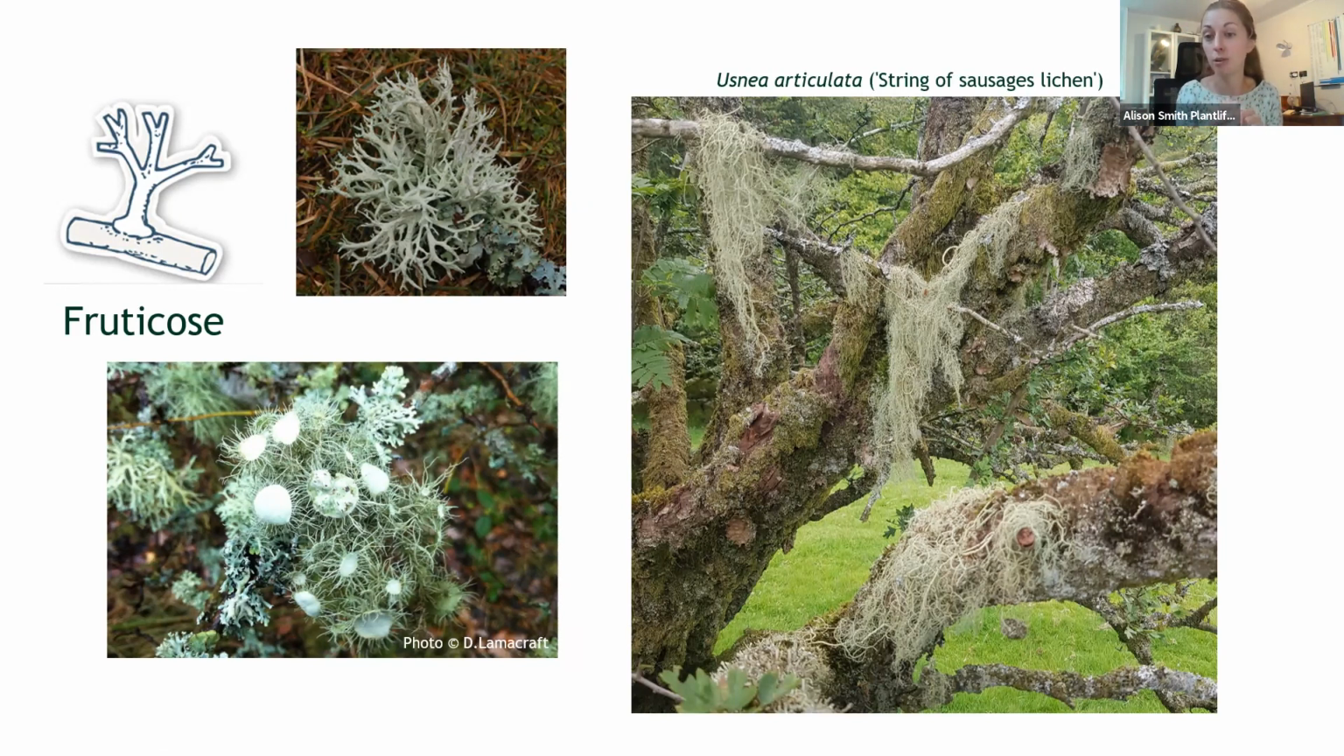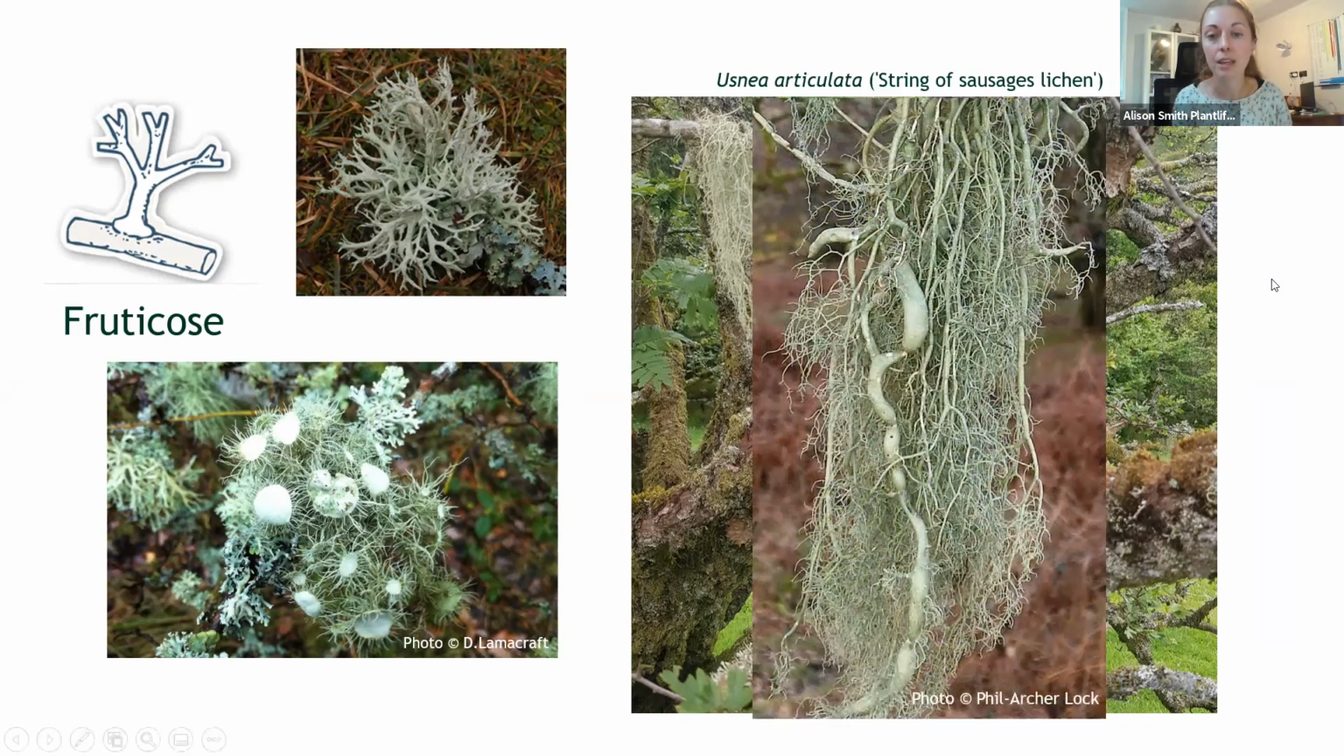If you were to cut through them and take a cross section and then look at the end, it would be rounded. This particular species, Usnea articulata, the string of sausages lichen, hangs down from the branches like this. Some of these branches are inflated and then constricted at intervals along their length, so they look like a string of butcher's sausages. They hang down like this, and this actually helps to make them more airborne.